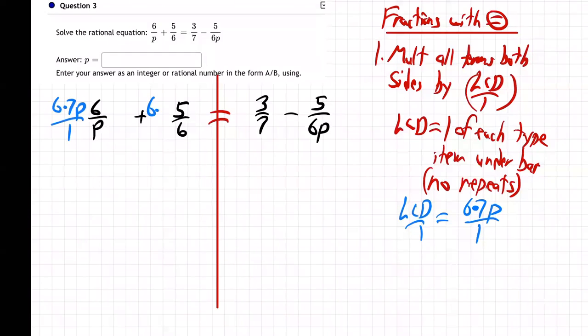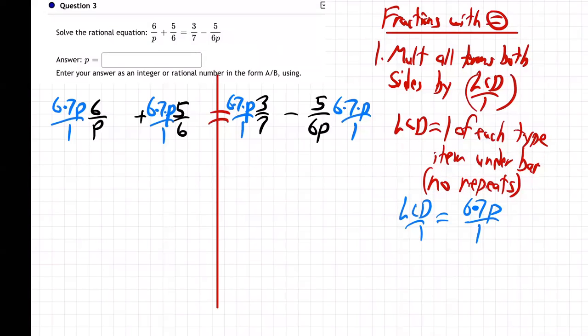So 6 and 7 and P over 1 on each side. All three of those terms have to get a 6, a 7, and a P over 1. Why? Because that is the common denominator, one of each type of item.